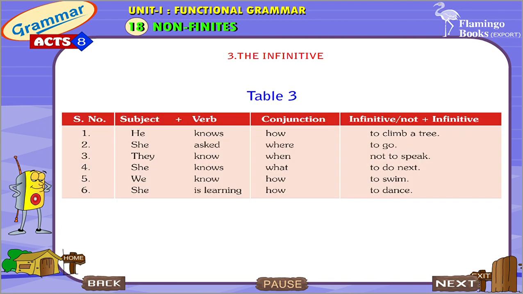Table 3: Subject plus verb, conjunction, infinitive or not plus infinitive. He knows how to climb a tree. She asked where to go. They know when not to speak. She knows what to do next. We know how to swim. She is learning how to dance.